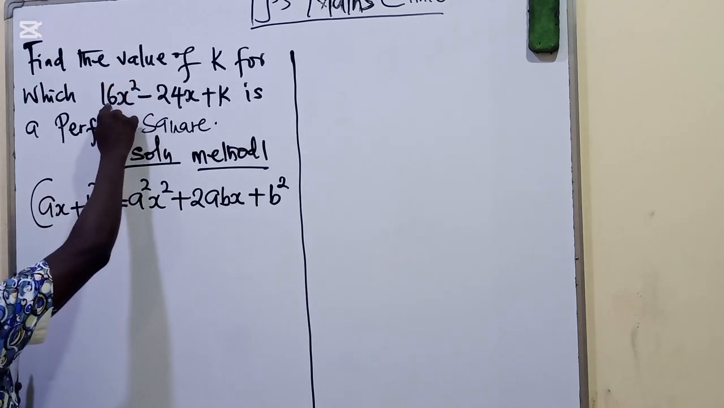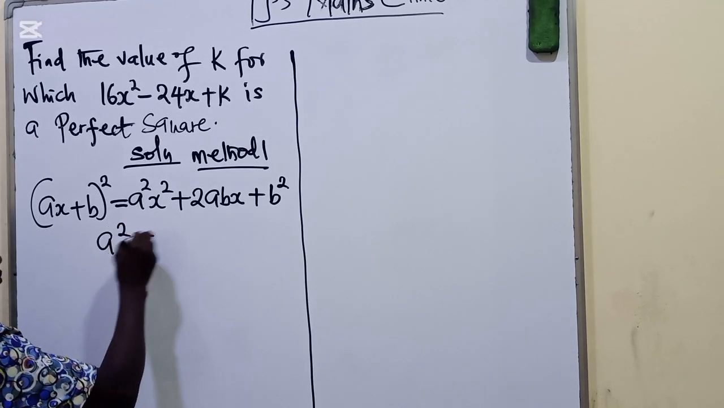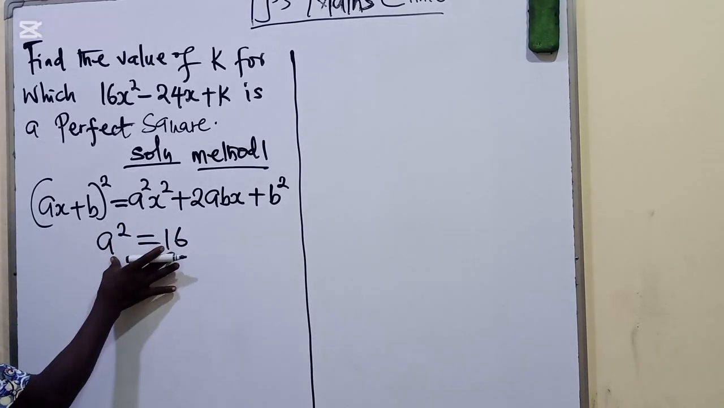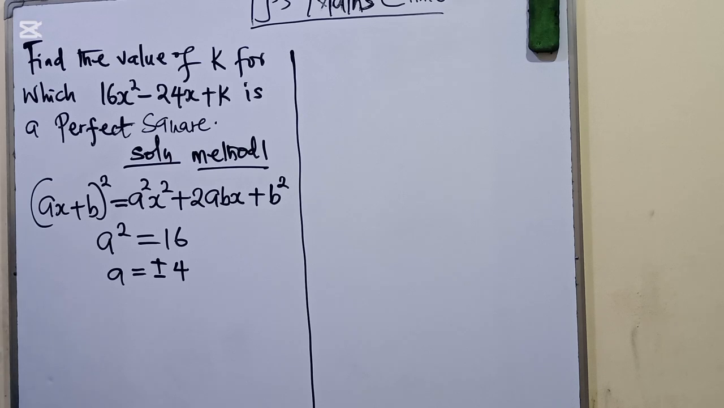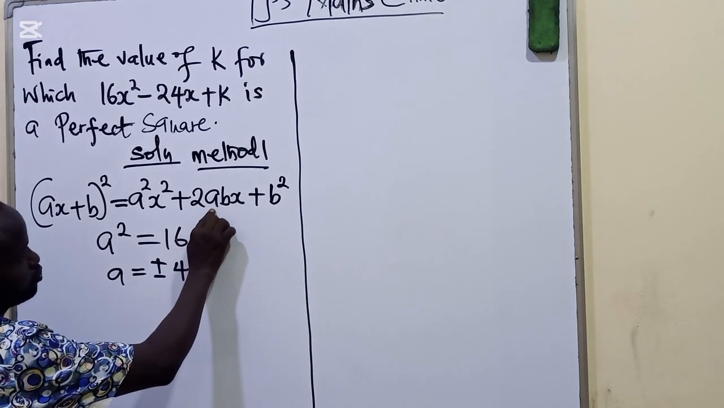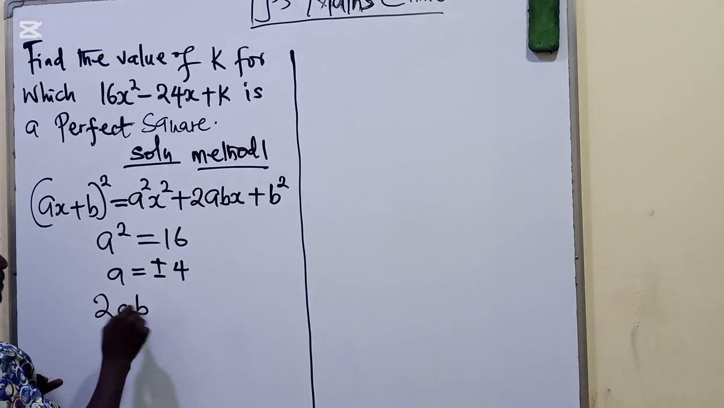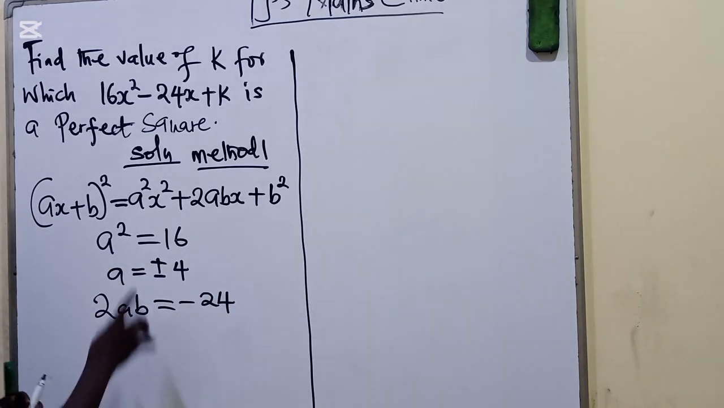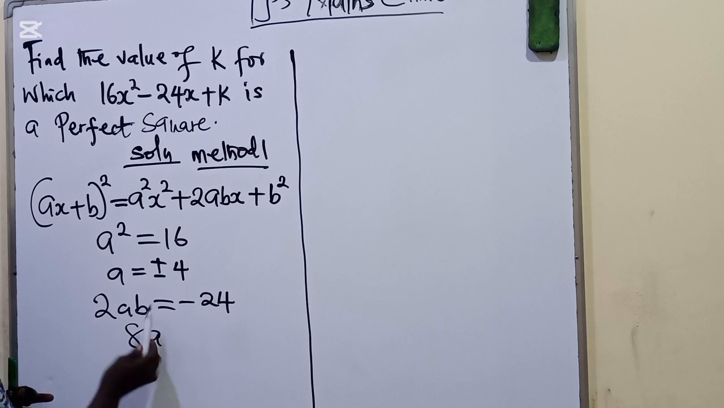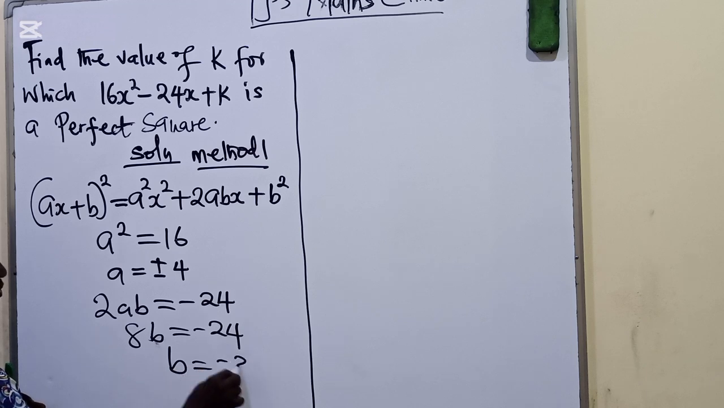From here, the coefficient of x squared is 16 and the coefficient of x squared here is a squared. So it means a squared will be equal to 16. To find a, we take the square root of both sides. a now will be the square root of 16, which is plus or minus 4. The value of a now is plus or minus 4. In the middle, the coefficient of x is 2ab. The coefficient of x here is minus 24. So it means 2ab will be equal to minus 24. But we know our a to be plus or minus 4. When a is positive, let's substitute a as plus 4. That will be 8b will be equal to minus 24. Divide both sides by 8, b is minus 3.